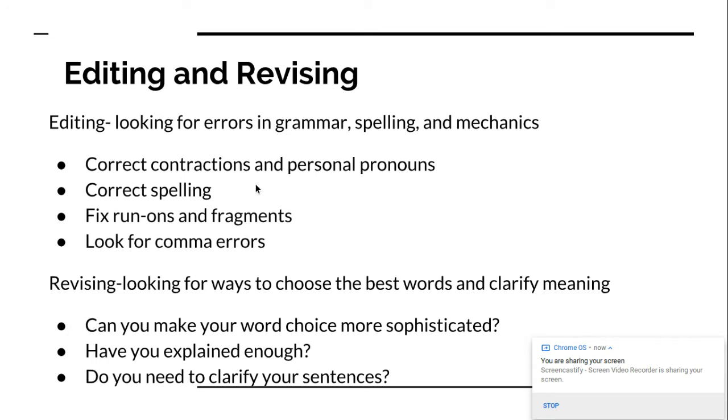So questions you should ask yourself when you're revising are: can you make your word choice more sophisticated? Have you explained your examples enough? Are your examples the best examples you could use? Do you need to clarify any of the wording in your sentences to make it clear?